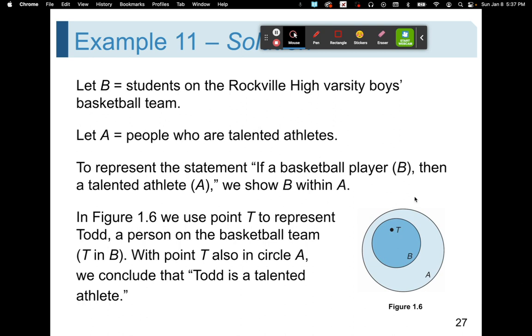So they go through and identify that A are people who are talented athletes. So basically this whole outside circle are all talented athletes. But then we come in and say that B is a Rockville High School basketball varsity player. And then we say that if a basketball player is B, then they're talented. So that means that B is within A. We use point T to represent Todd. So Todd is somebody that is a high school basketball player at this particular school. So therefore they fall into the category of A, meaning that they are a talented athlete.